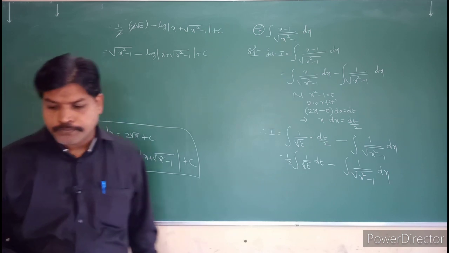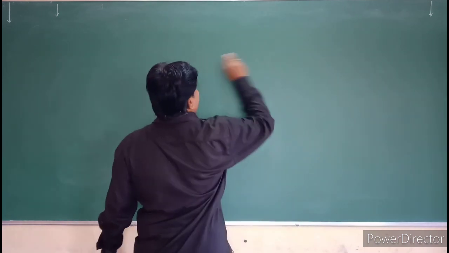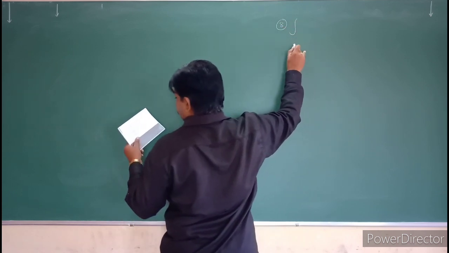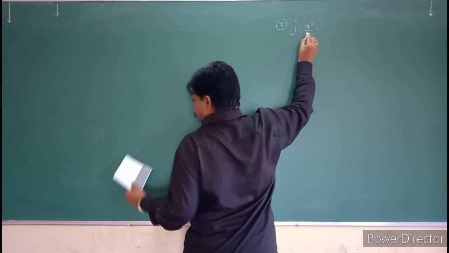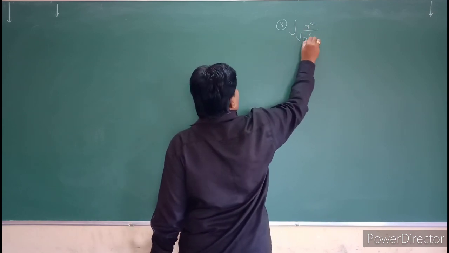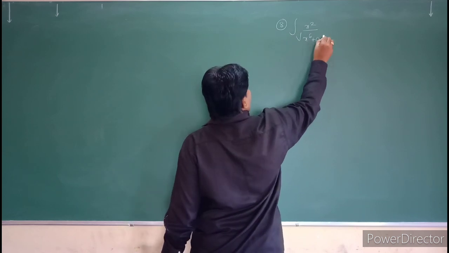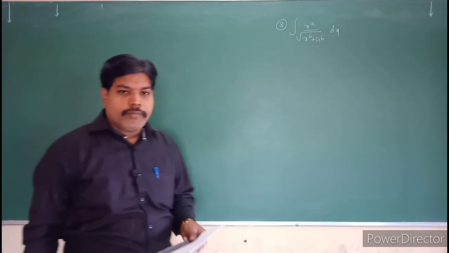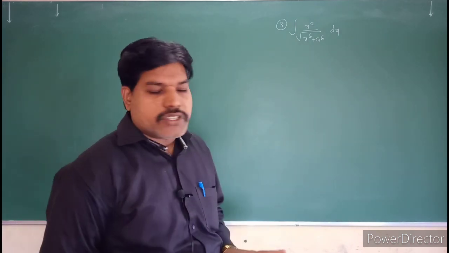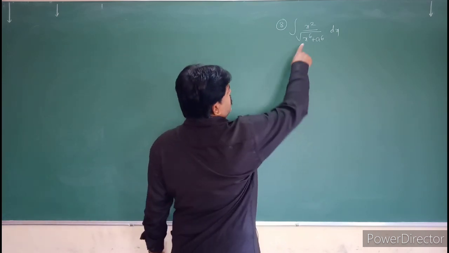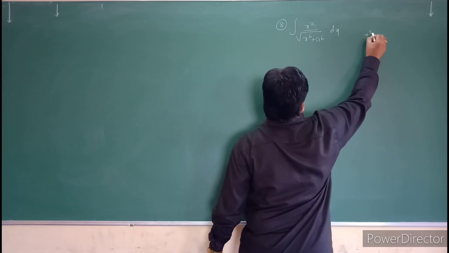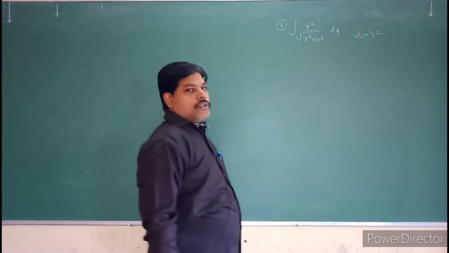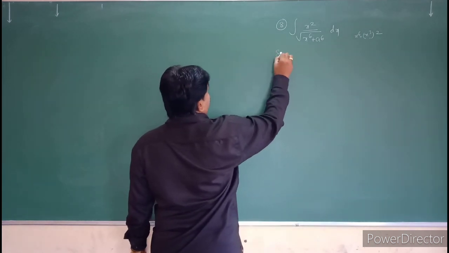So see that question, students, number 8. Integral of x square by root of x power 6 plus a power 6 into dx. I have already told you about this one. In the denominator x power 6 is there, so x power 6 you can write as x cube whole square. Take this x cube is equal to t. So what happens? See that one.